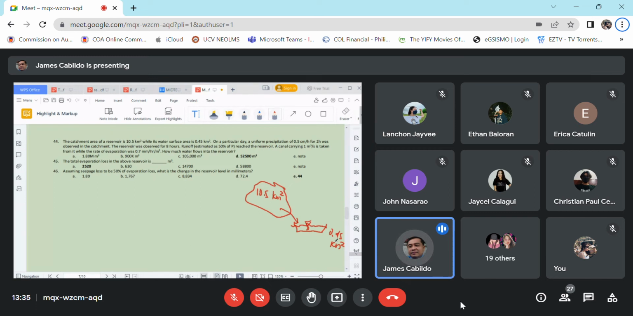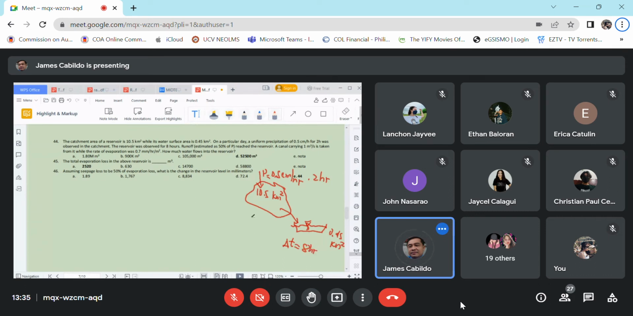So it says, umulan. On a particular day, a uniform precipitation of 0.5. So merong precipitation dito sa watershed natin na 0.5 centimeter per hour times 2 hours. Okay. So 1 centimeter kasi 2 hours na umulan. The reservoir was observed for 8 hours. So itong reservoir natin, ang observation time natin, ang delta T natin, ay 8 hours.